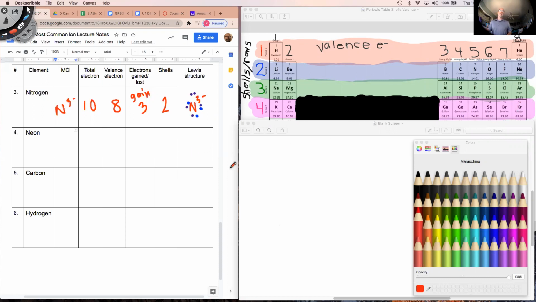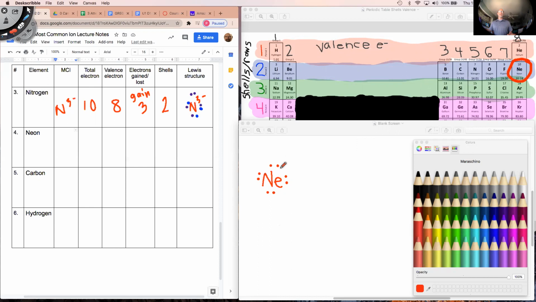But neon is kind of a special case, all right? So what's the special case? Well, here's neon. Let's take a look. Let's draw neon. Let's draw its Lewis dot structure, okay? So we know neon, let me make that a little bigger for you. Neon has 8 valence electrons. There it is. Neon has 8 valence electrons. But we want to say, well, what's the MCI? What's the most common ion for neon?